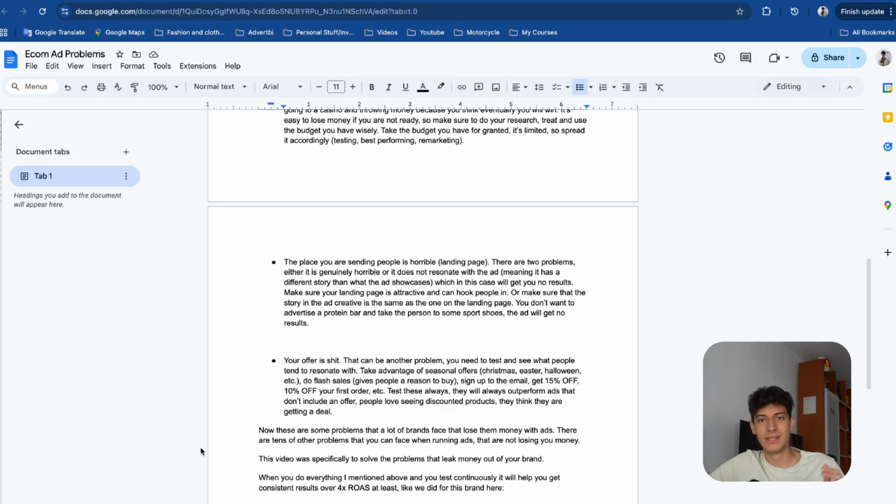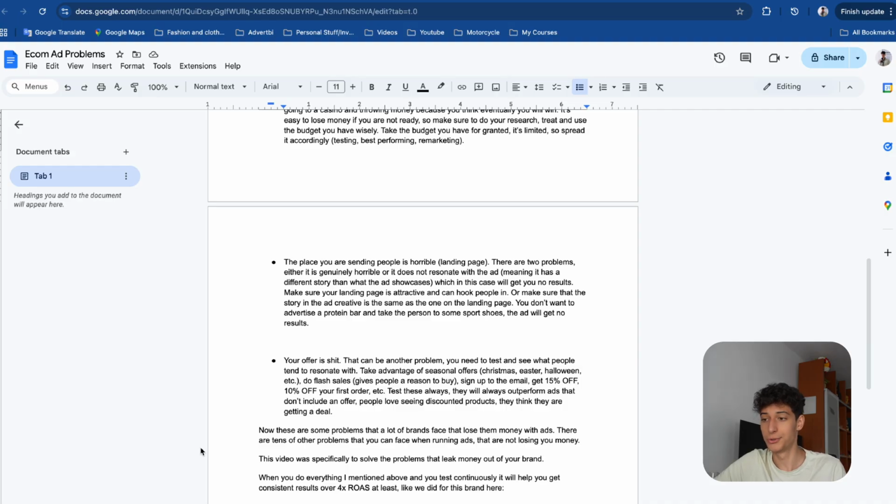So yeah. Now, these are some problems that a lot of brands face when running ads that lose money. Of course, there are tens or hundreds, I don't know how many other problems you could face when running ads. But most of them are not losing you money. For example, pixel stuff, like the pixel is not losing you money, it's just not tracking correctly. So that's another problem that you can fix. But this video is specifically to solve the problems that leak money out of your brand, and exactly how to fix them.